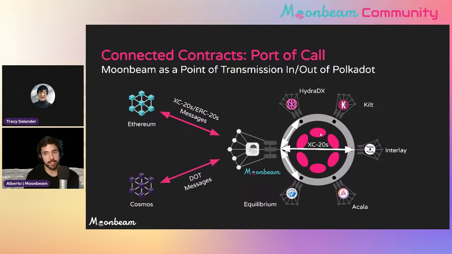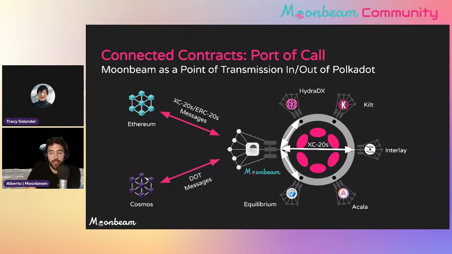So you will use XCM to move DOT from the Polkadot relay chain to Moonbeam, and then you will use, for example, Axelar to move those DOT from Moonbeam to Cosmos into Osmosis. And that's really cool because that really opens up the possibilities of things you can do, right? And this example we call port of call is, like I said, a point of transmission in and out of Polkadot.